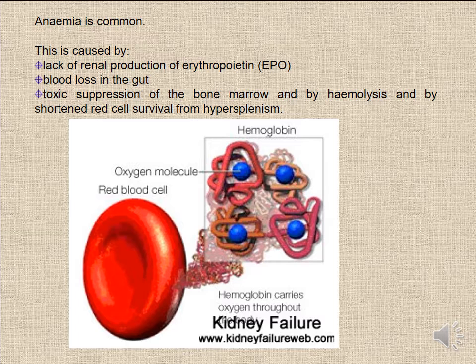Anemia is common in patients who have chronic renal failure. It is due to lack of renal production of erythropoietin, blood loss in the gut, toxic suppression of the bone marrow, and hemolysis and shortened red cell survival from hypersplenism.